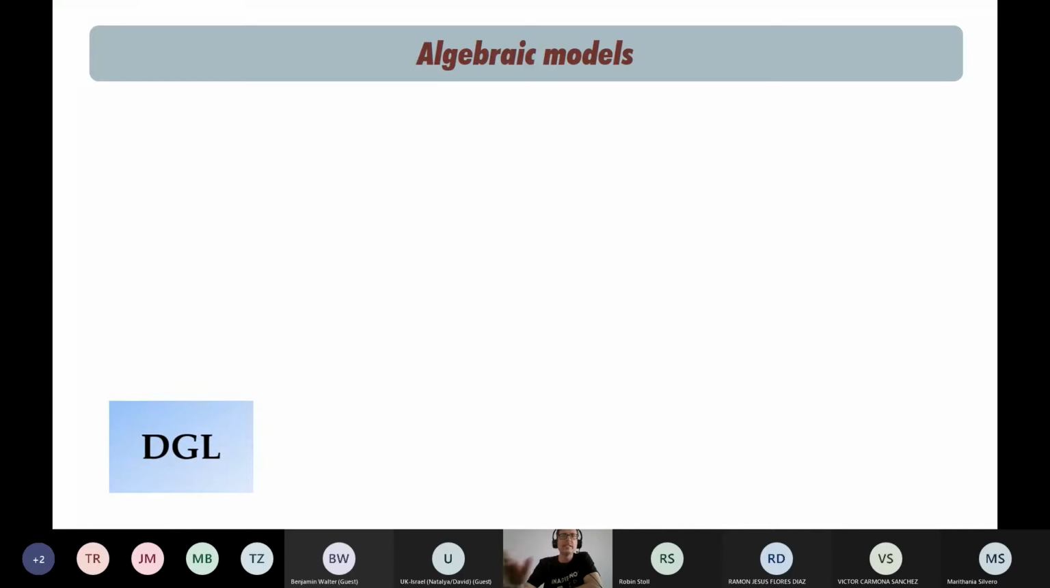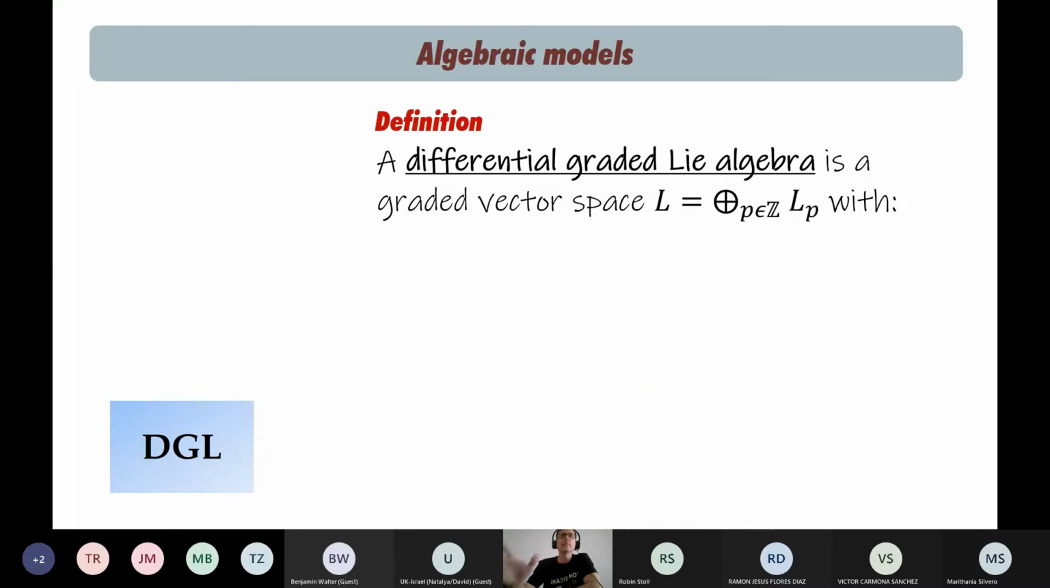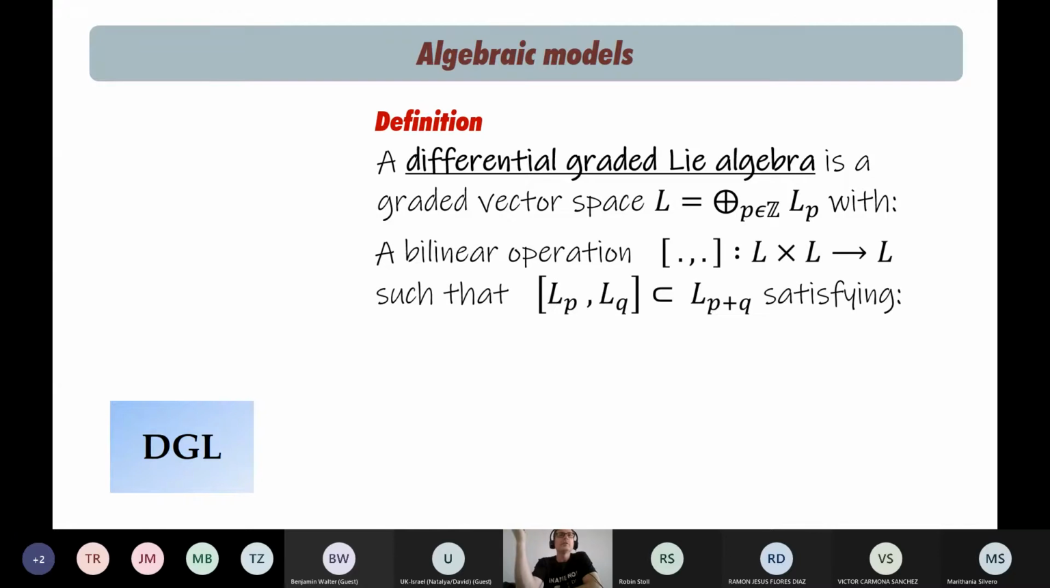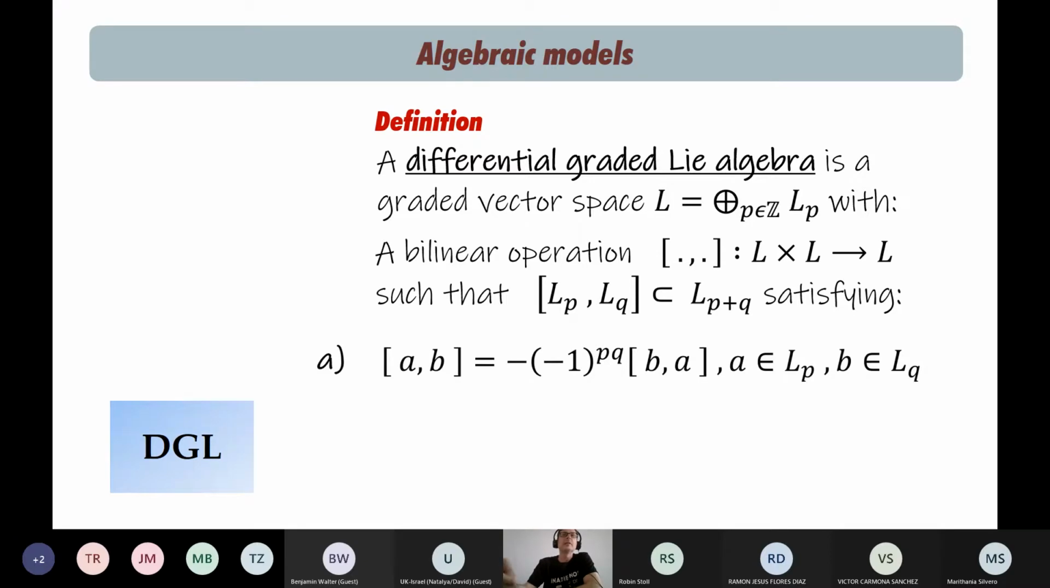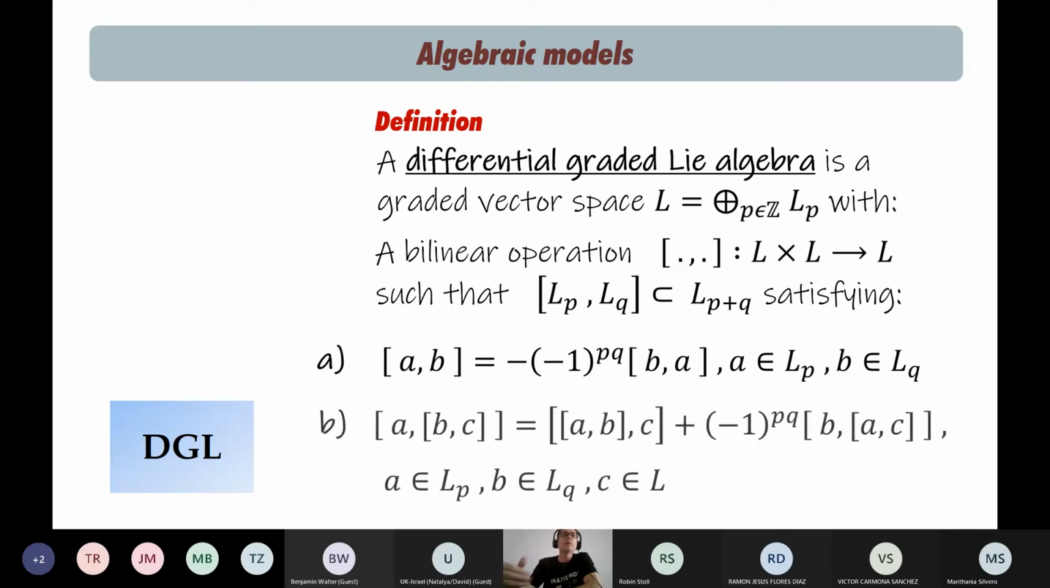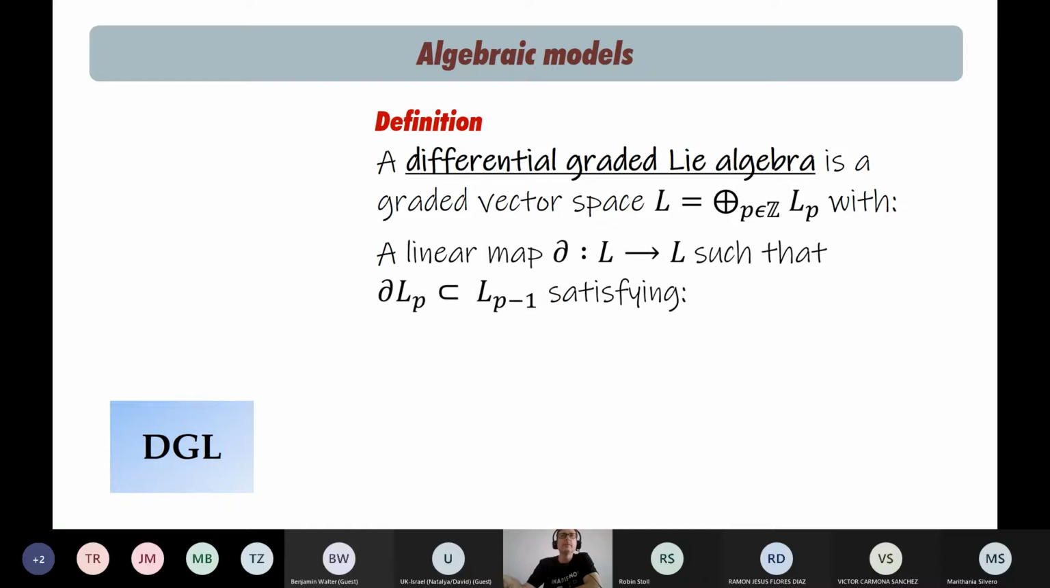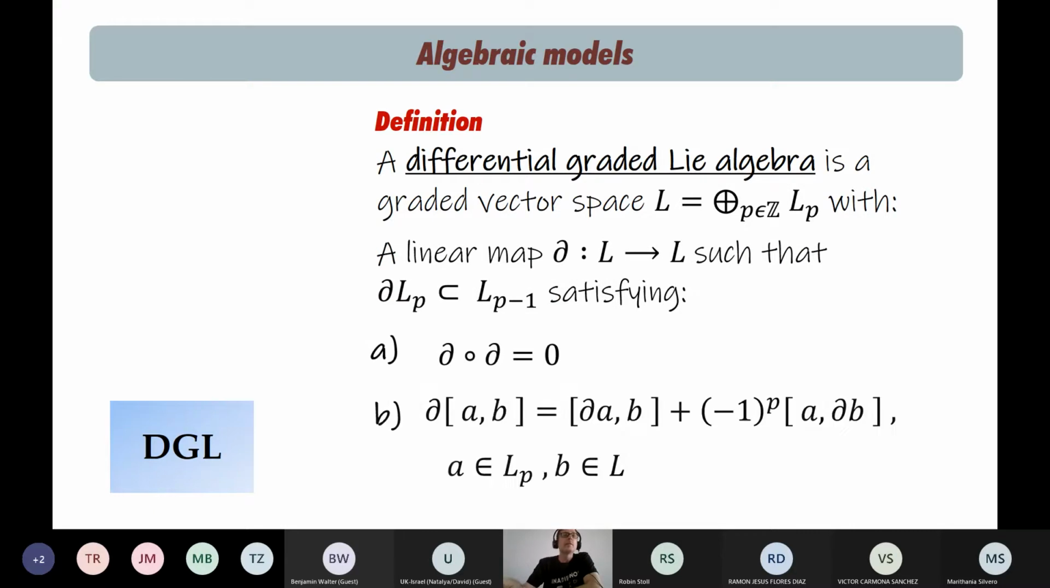Let's start with DGLs, differential graded Lie algebras. A DGL is just a graded vector space with a bilinear operation, which is compatible with respect to the grading, and satisfies the properties of graded antisymmetry and the graded Jacobi identity. And we also have a linear map of degree -1, which is a differential and is a derivation with respect to the Lie bracket.